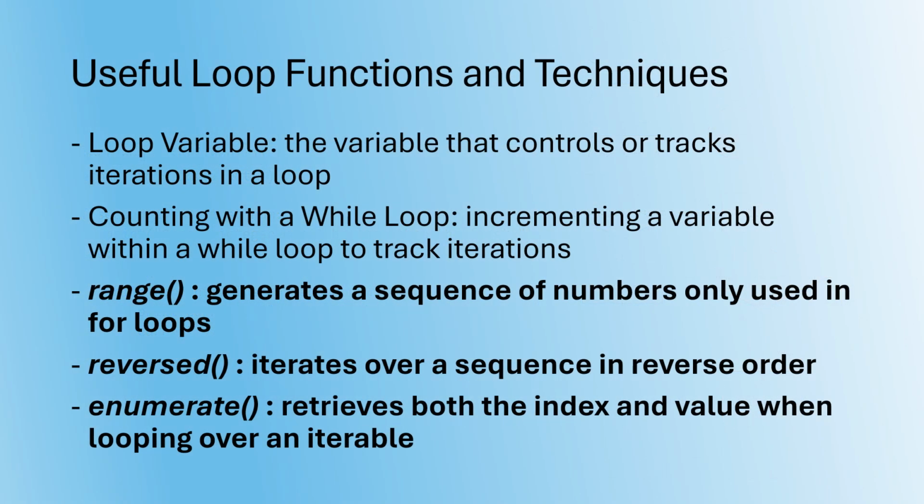Aside from the example, here are some useful loop functions and techniques. Range, which is very typically seen in for loops, generates a sequence of numbers. Reversed is a function that iterates over a sequence in reverse order. And enumerate retrieves both the index and value when looping over an iterable.